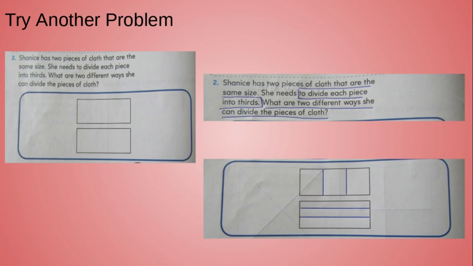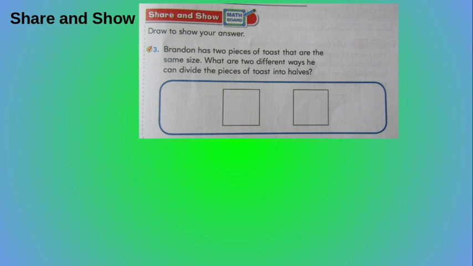All right, let's move on to our next section, the share and show section. The directions are the same. Draw to show your answer. Brandon has 2 pieces of toast that are the same size. What are 2 different ways he could divide the pieces of toast into halves?